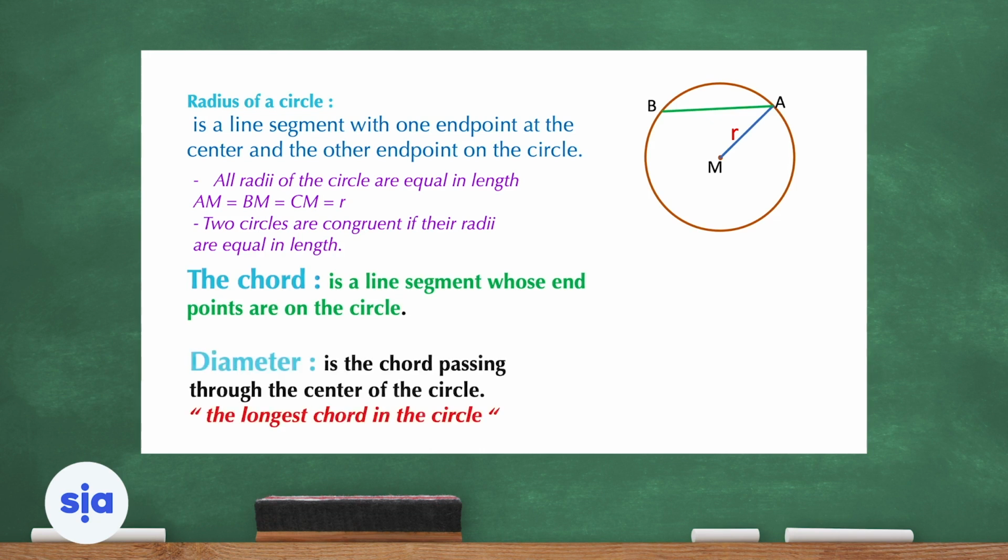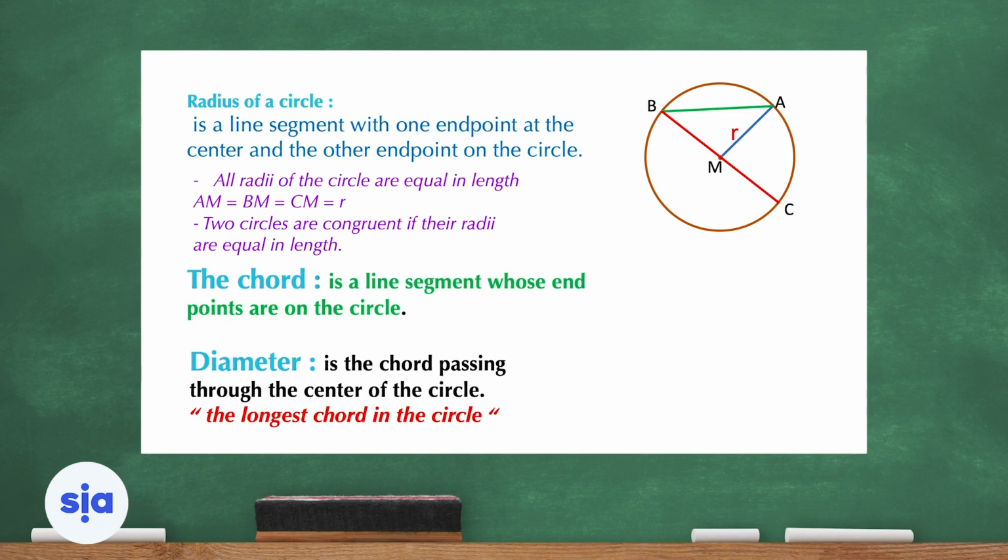Let's go to another terminology, which is the chord. What is the chord? The chord is a line segment whose endpoints are on the circle. Both endpoints are on the circle. Like here, as you can see, it's segment AB. So here, segment AB is called a chord.